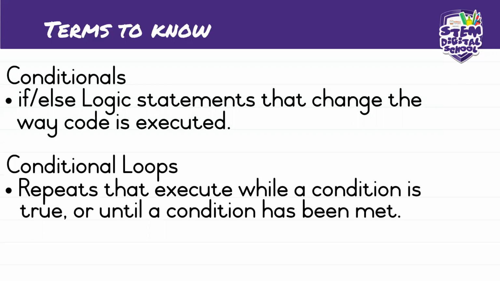Now, where it really becomes powerful, this is where you're going to see it, is in a conditional loop. So conditional loops are repeats that execute while a condition is true or until a condition has been met. So a while loop, as they call it on this platform, is going to execute as long as something is in a certain condition. Example, while there are pumpkins, we want you to move forward. So we're saying, as long as there is a pumpkin on the play area, you need to move forward.